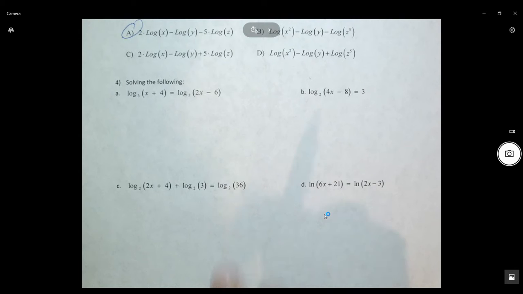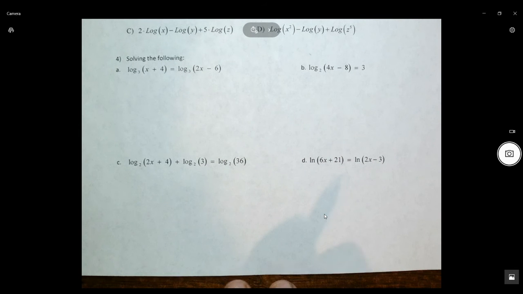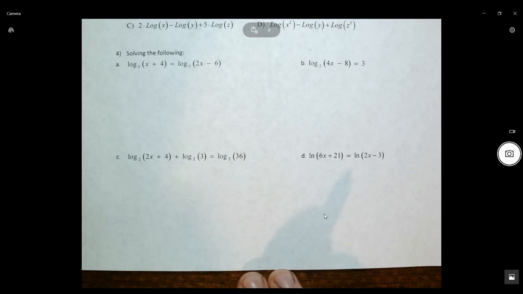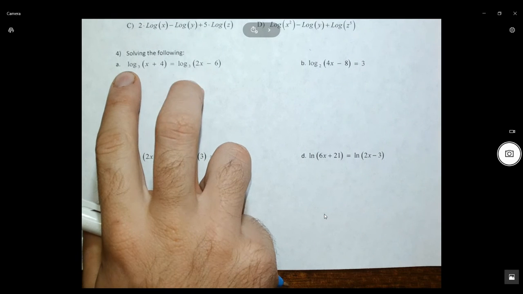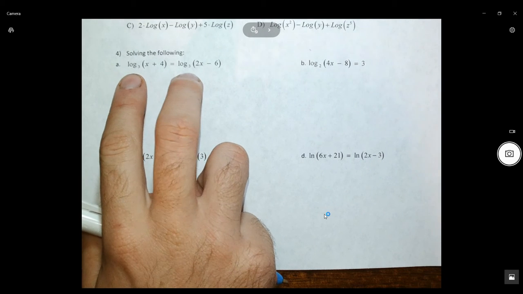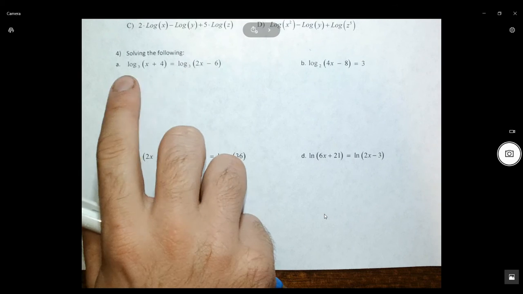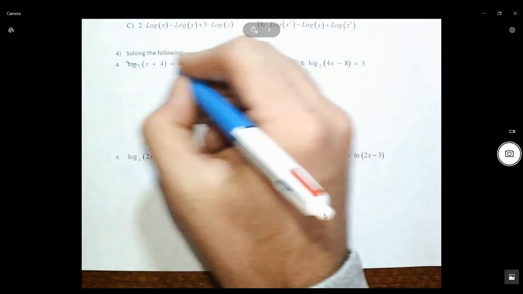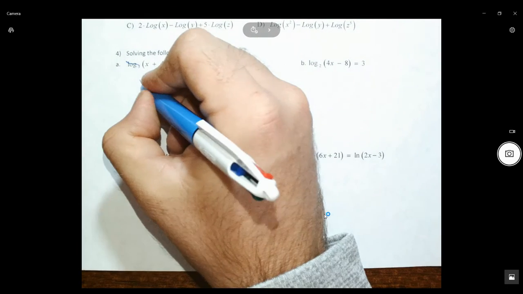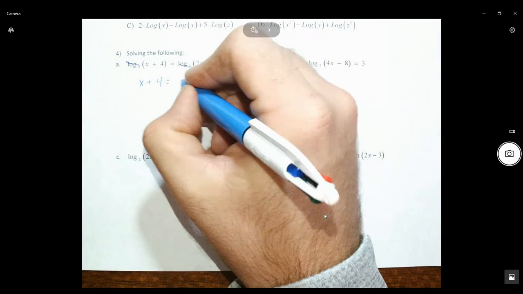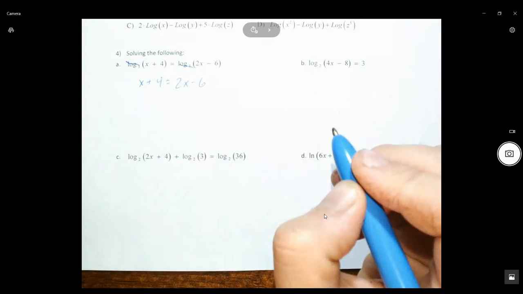Okay, number 4, solving with these logs. Couple different things to show you here. First one, in A, you have logs that are the same on both sides. So there's just one log on each side of the equal sign, and they're both log base 3. Essentially, you can just get rid of these. So that means I just have x plus 4 is equal to 2x minus 6.